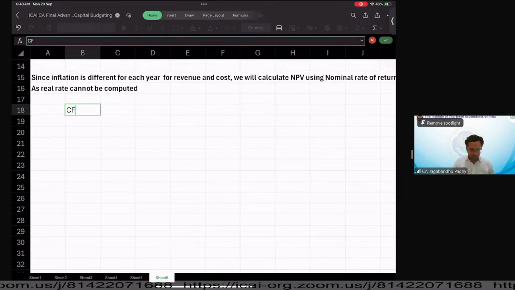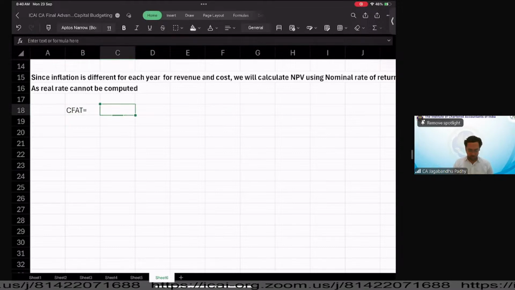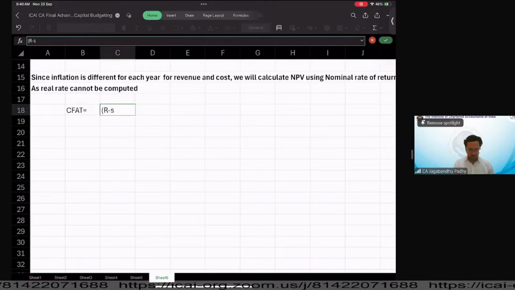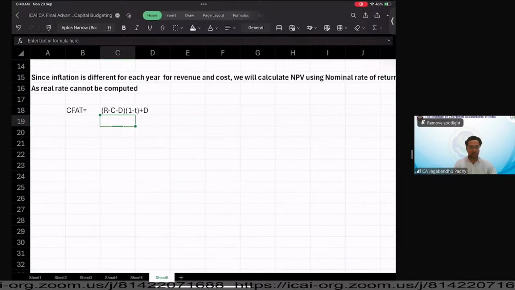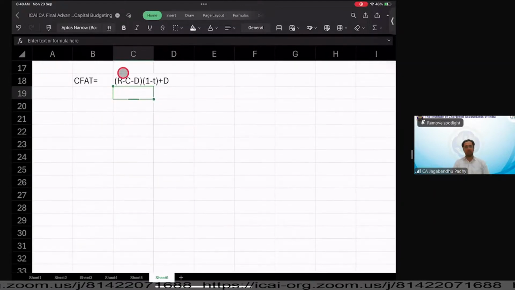We calculate cash flow after tax as revenue minus cost, right? And then from that we subtracted the depreciation, and on that we multiplied the tax rate, or we made it as 1 minus t, and then added the depreciation. Can I say CFAT was calculated in this way? Cash flow after tax was calculated as revenue minus cost minus depreciation into 1 minus t plus the depreciation amount, right? Correct, guys? I hope this equation makes sense to you.